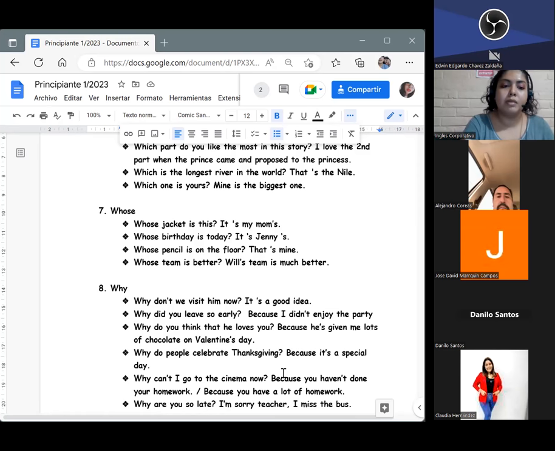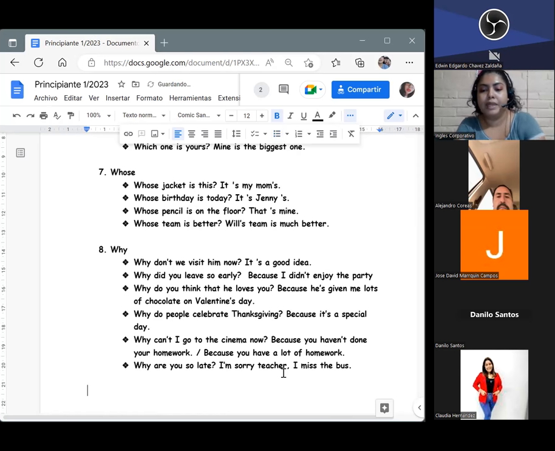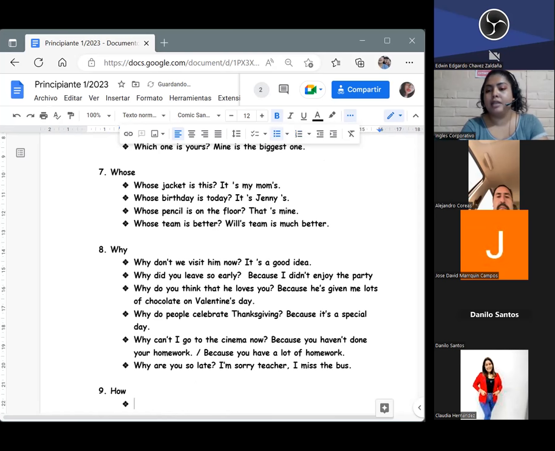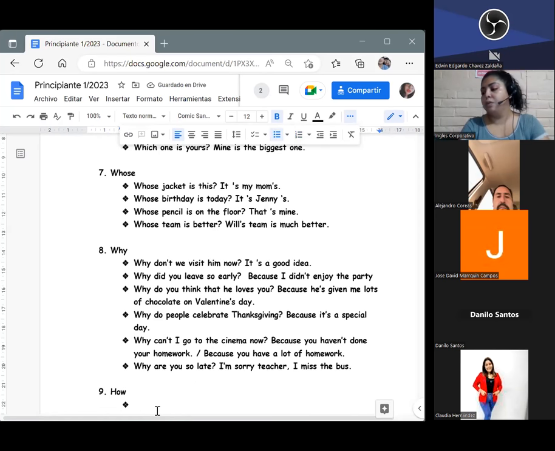We are with the last one. Vamos con el último, número 9. How. Esa es la última WH word, el cómo. Estamos hablando de indicaciones or something like that. How. How is the weather? ¿Cómo está el clima? How is the weather?